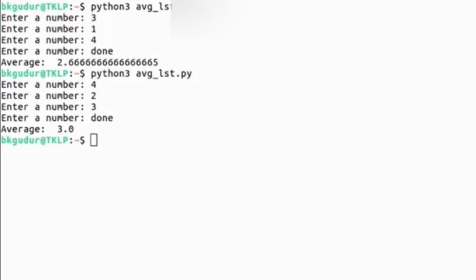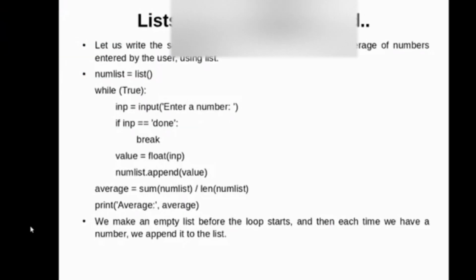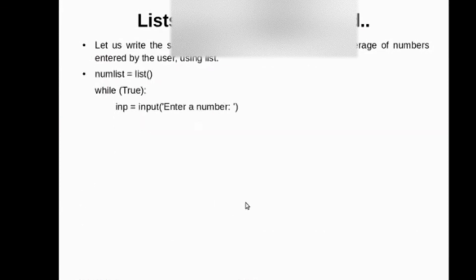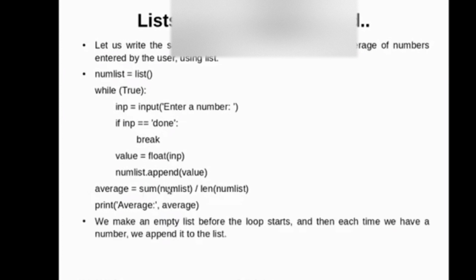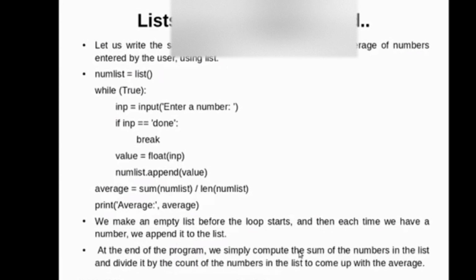Now see, we have seen finding the average first time without using a list, whereas the second time using a list. Using a list, we created an empty list, and later after getting the value, we appended that value to the list, and used the functions sum and len to find the average. So we make an empty list before the loop starts, and then each time we have a number, we append it to that list. At the end of the program, we simply compute the sum of the numbers in the list and divide it by the count of the numbers in the list, to come up with the average.